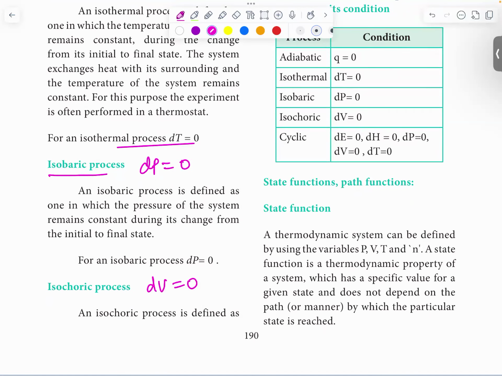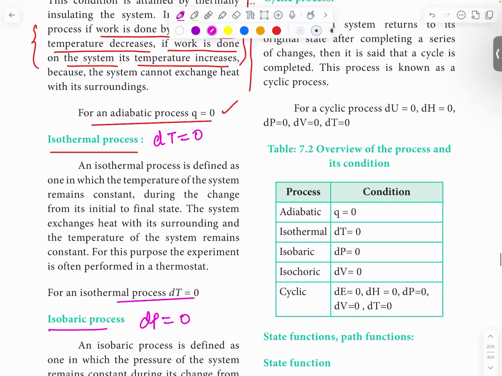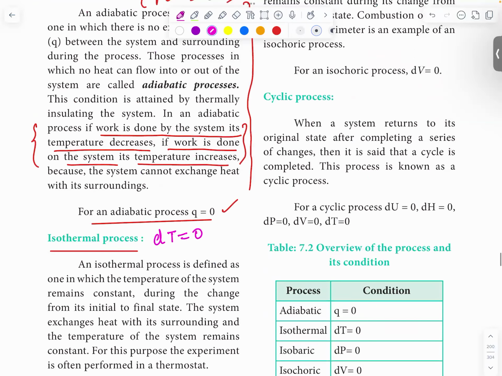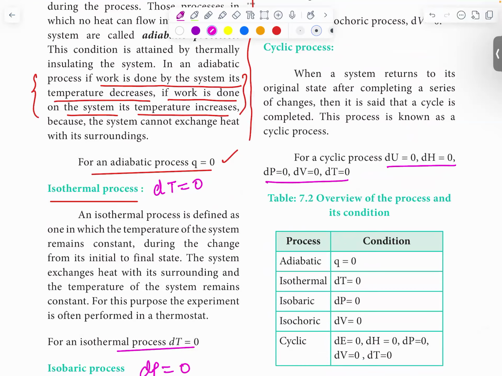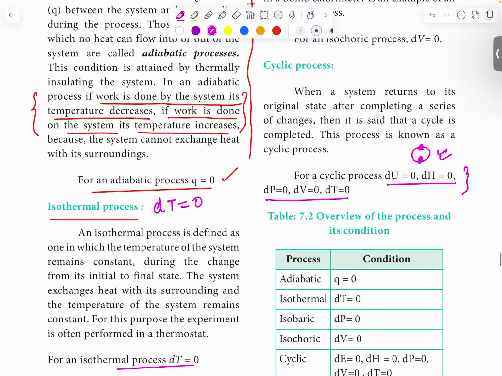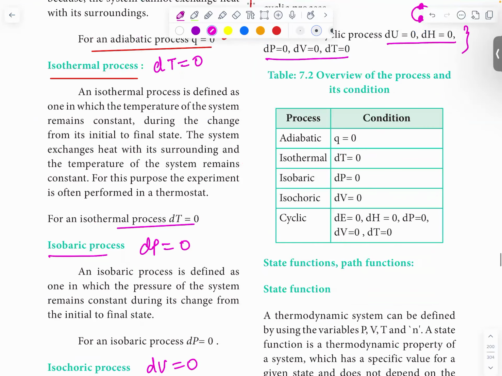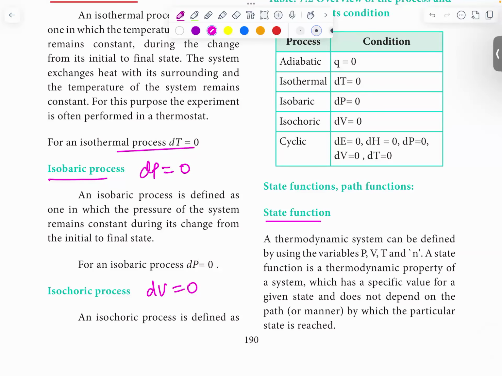And what about the cyclic process? In the cyclic process, the initial and final states are the same, and for this, the value of the state function will be zero. Like the value of dU will be zero, the dH value will be zero, because the initial and final states are the same, and that's why the value becomes zero. And what is a state function? It depends upon the initial and the final state of the system, like what this state is and what that state is.